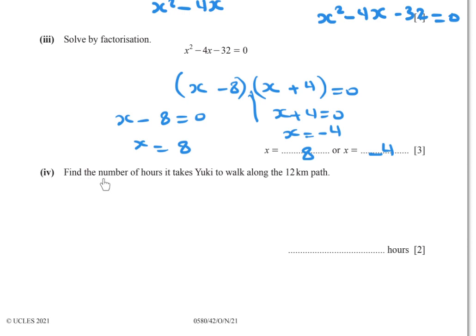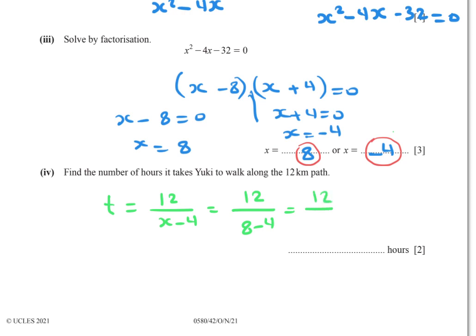Part IV: find the number of hours it takes Yuki to walk along the 12 kilometers path. So we need to find the time. Now we have two values for x, 8 and negative 4. Negative doesn't work because speed cannot be negative, so x equals 8. Now the time for Yuki is 12 divided by x minus 4. So 12 divided by 8 minus 4, 12 over 4, which is 3, so 3 hours.